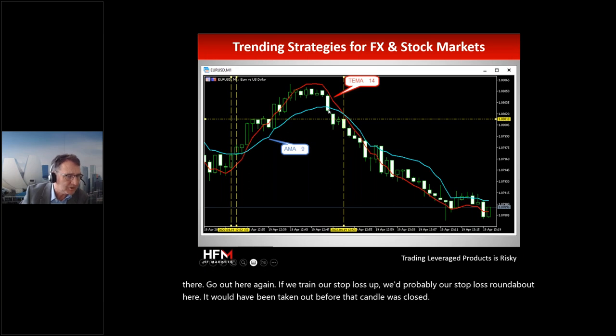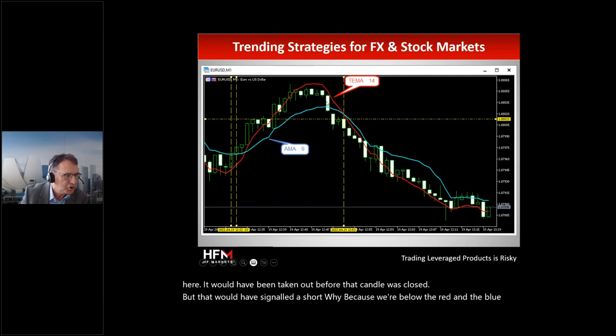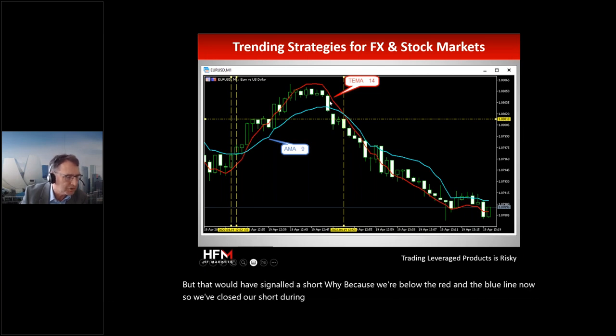But that would have signaled a short. Why? Because we're below the red and the blue line now. So we've closed our long during that candle, our long from down here. We've now gone short here. And then we could have entered again there.